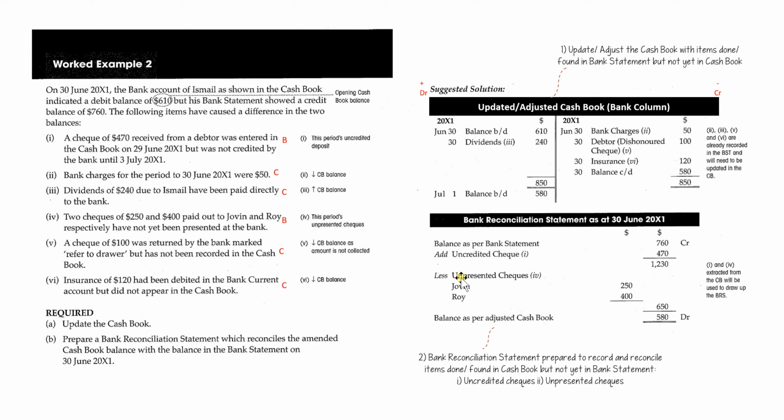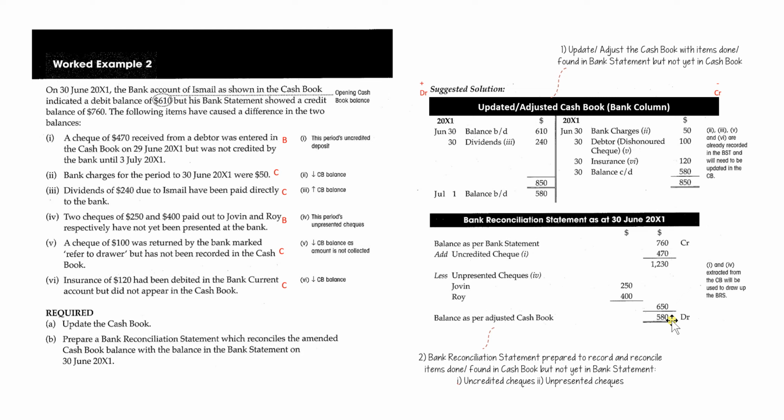So less unpresented, because you see the bank has the credit balance, right? So debit, it will be less. So less unpresented check, Jovin 250 and Roy 400. You add up this one is 650. It will be advisable over here you put a bracket for 650. So 1230 minus 650 equivalent to 580.